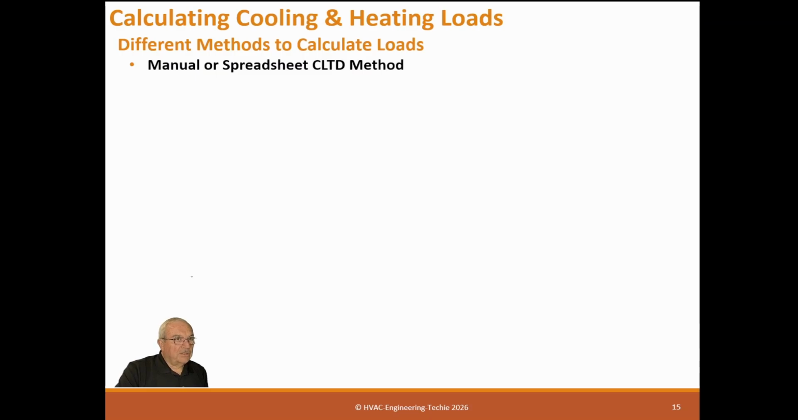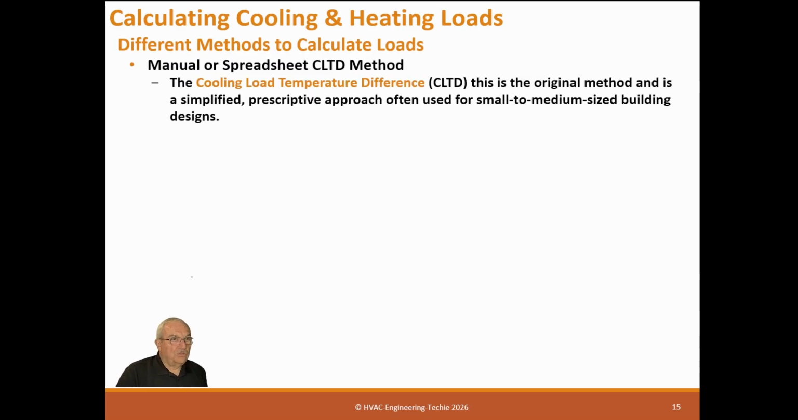The oldest method is called the CLTD method, which is the cooling load temperature difference method, and it was the first one that we developed years and years ago. This is the original method, a simplified, prescriptive approach, often used for small to medium-sized building designs. It can be used for larger ones. The problem is it can take a lot of time. So basically, we have very good computer programs to do all this nowadays. The only thing that I caution you on is to try to understand what your program is doing. How is it actually calculating this, so you can understand, if it goes sideways, what happened and why? That's a problem, so you need to understand it.